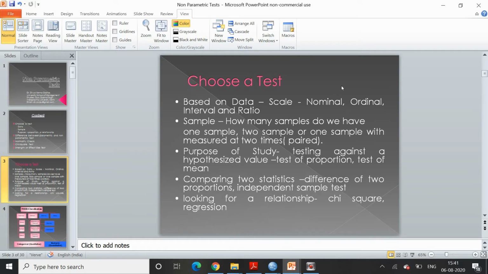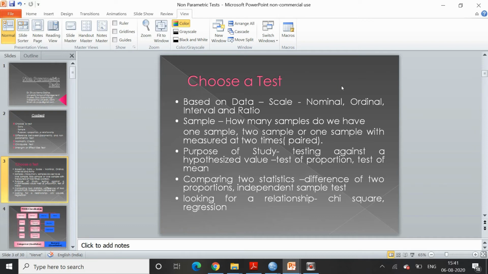Basically, nominal data and ordinal data are non-metric data sets, and on these we have to use non-parametric tests. And if we have interval and ratio scale data, these are also known as metric data sets, so we can apply parametric tests on these kinds of data.